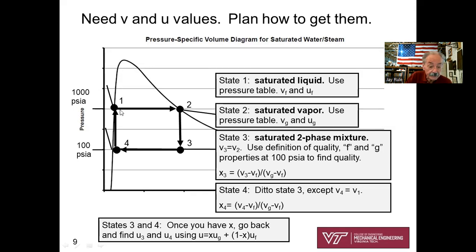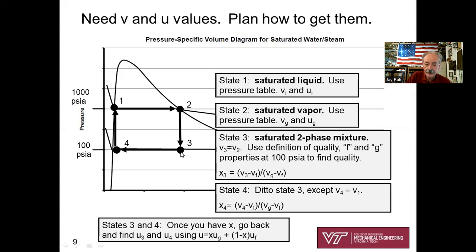I see it's saturated liquid. I've got the pressure. I'm going to go to the pressure table, and V1 is going to be equal to V sub F at 1,000 psi. U1 is going to be U sub F at 1,000 psi. Got it. I'll write those numbers down. State 2, it's saturated vapor. It hits the vapor dome. Okay. So V2 is V sub G. U2 is U sub G. I'll write those down.